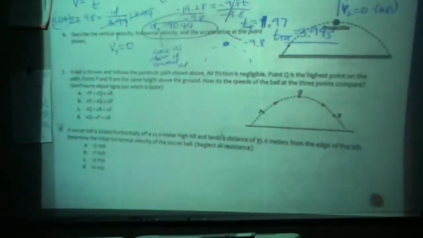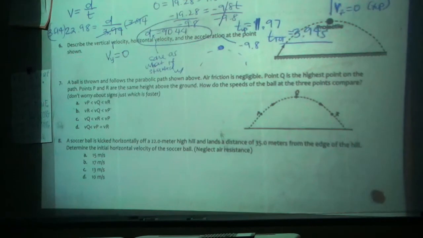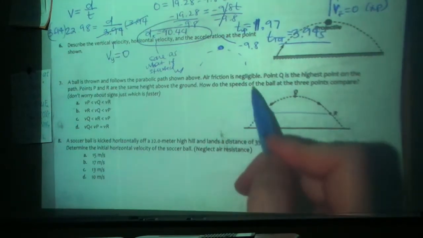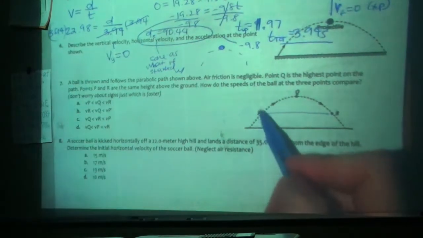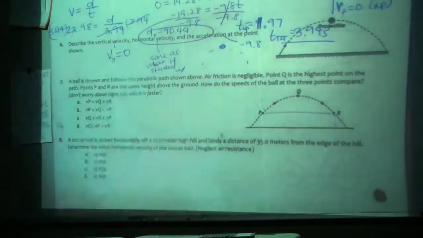A ball is thrown and follows this path as shown. Air resistance is negligible, meaning we can ignore air resistance. These two are at the same height above the ground, and we want to know how their speeds compare. We're not worried about signs, so yes, P is going up and R is going down. We're just comparing which one is faster or slower.